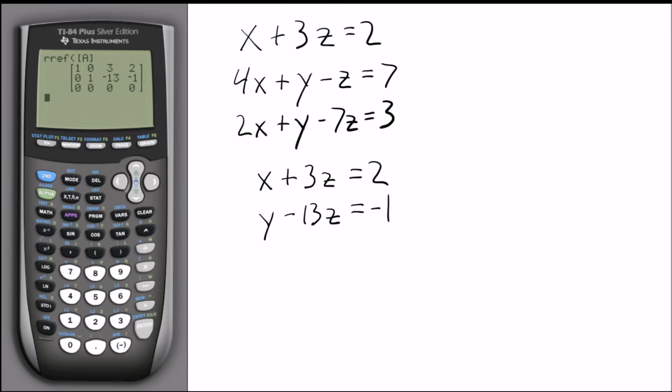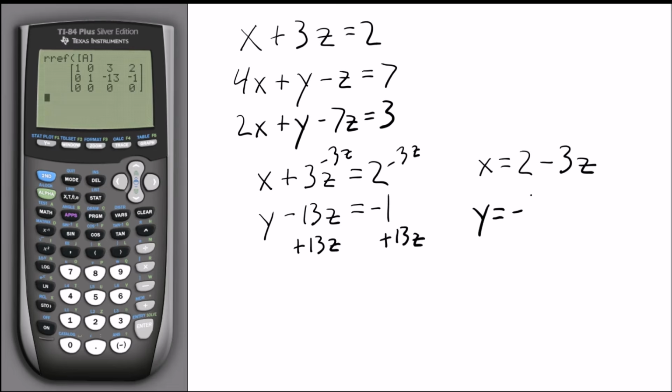So what we'll do is take this top equation and subtract 3z from both sides. And so what that gives us is x equals 2 minus 3z. The second equation, we'll add 13z to both sides. And that's going to give us y equals negative 1 plus 13z.